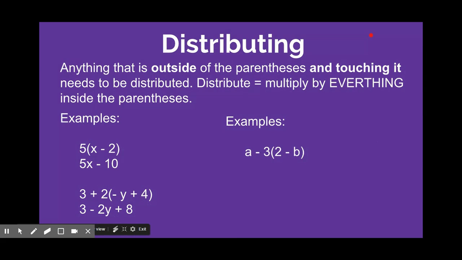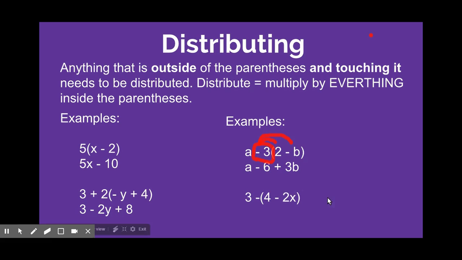Okay, next example. A minus 3 times the quantity 2 minus b. So notice, we're going to multiply everything on the inside by negative 3. That negative is really important. People tend to forget it. So you're going to do negative 3 times 2 and negative 3 times negative b. So when we do that, your a drops down, and then you get negative 3 times 2 is negative 6, and negative 3 times negative b is positive 3b.